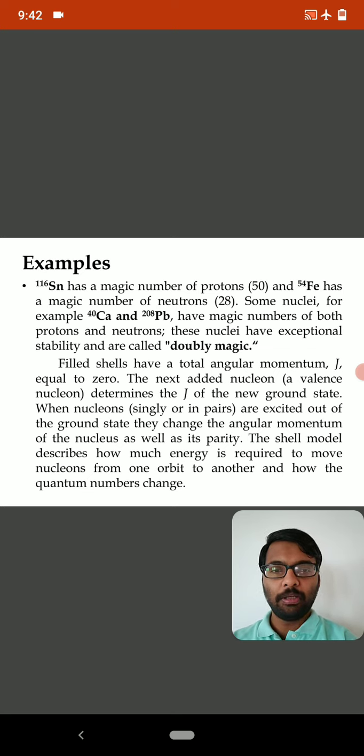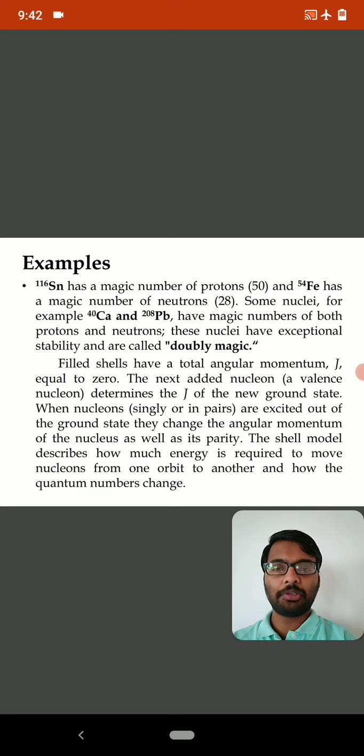So when nucleons are excited out of the ground state, they change the angular momentum of the nucleus as well as its parity. Parity is one more property of the nuclei. So when the nucleons are excited out of that ground state, the excited nucleons change the angular momentum or spin of the nucleus as well as its parity.